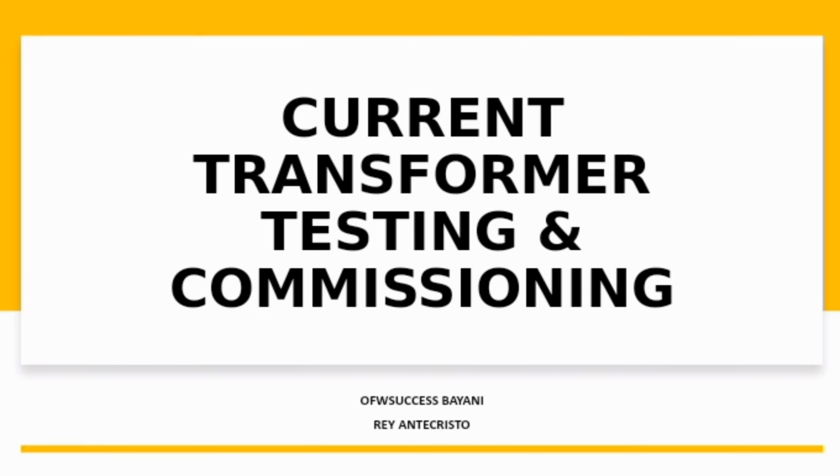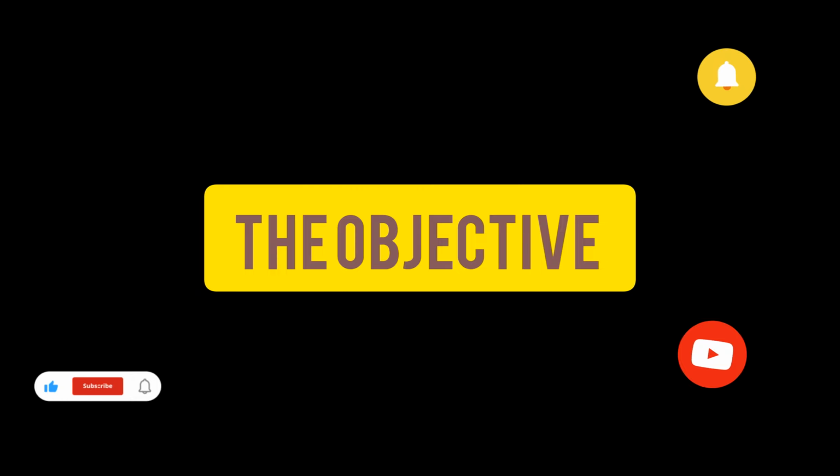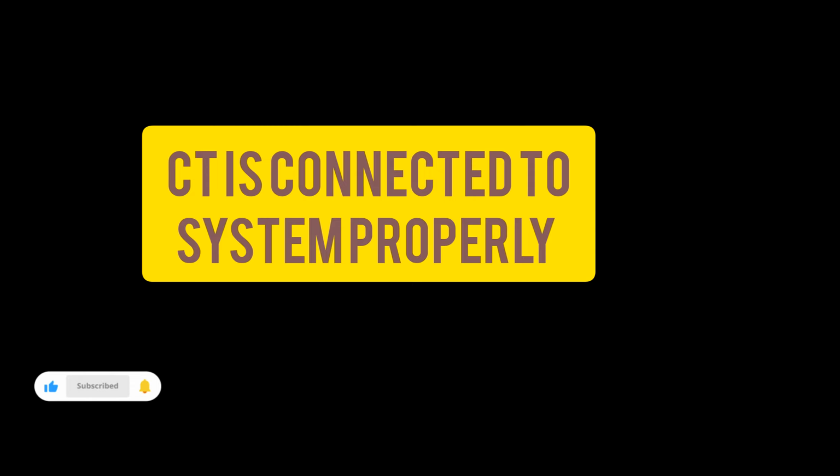So our topic today is current transformer testing and commissioning. So what is it all about? First, we need to know the objective, the test equipment required, the test procedures, and the applicable standards that we are utilizing. All right? Shall we start? The objective is to confirm the physical condition and electrical characteristics of the current transformer installed in the installation, and ensure the CT is connected to the system properly in all respects, primary and secondary.